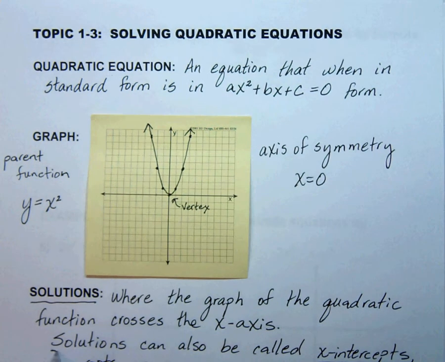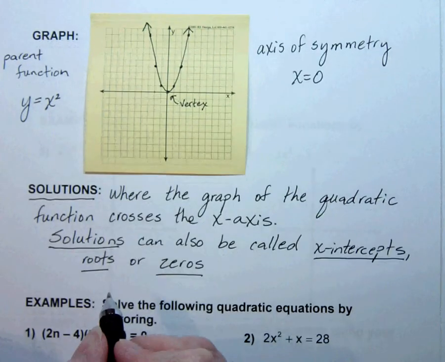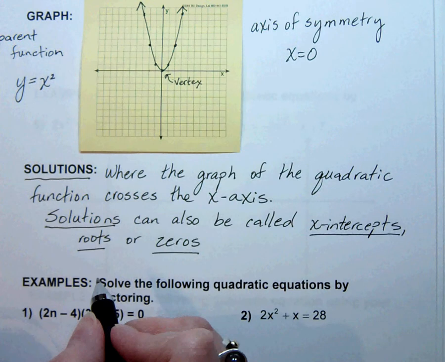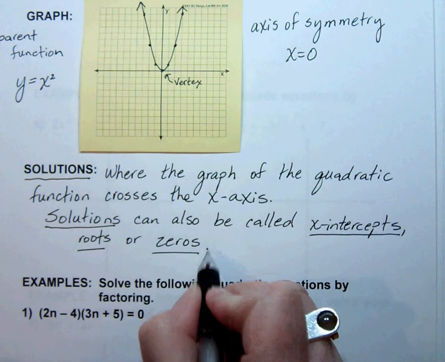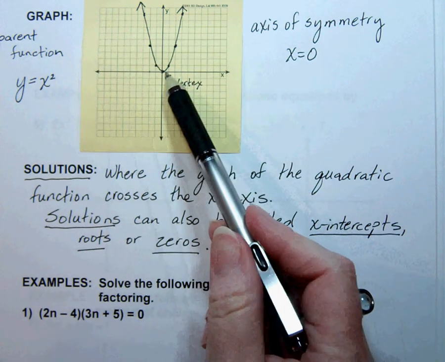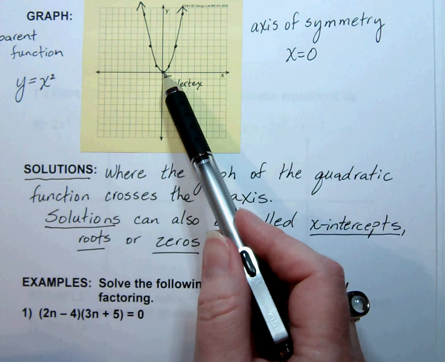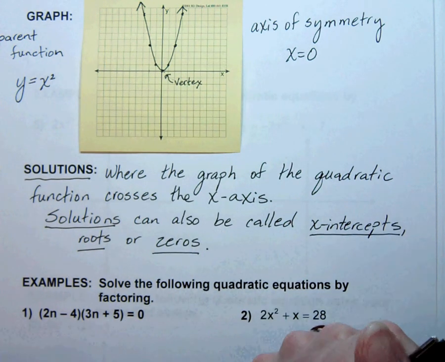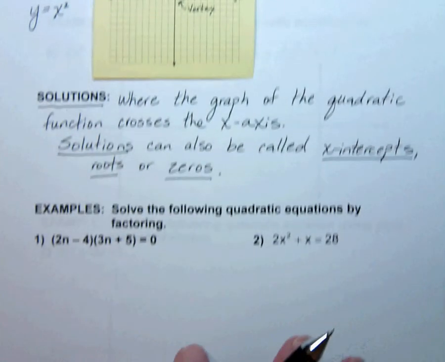They'll either use the word find the solution, or it'll say find the roots, or it might even say find the zeros of a function. And the zeros, or the roots of this function, would be 0, 0, because it crosses the x-axis at the vertex. Okay, sometimes they're going to ask you to solve quadratic equations by factoring.